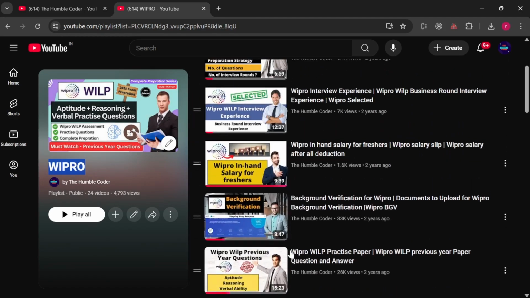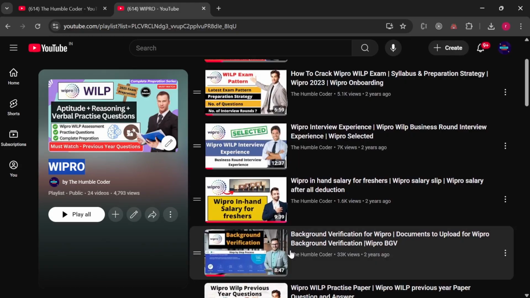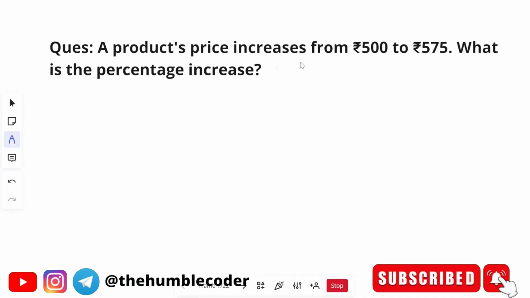So without wasting any time, let's get started with our first question. A product's price increases from rupees 500 to 575. What is the percentage increase? Let's first of all find out the increase in price. Increase in price is 575 minus 500, which is going to be 75. So the increase in price is 75.